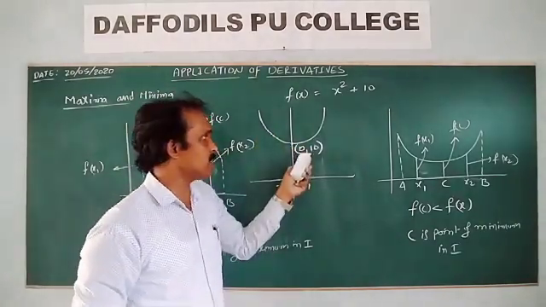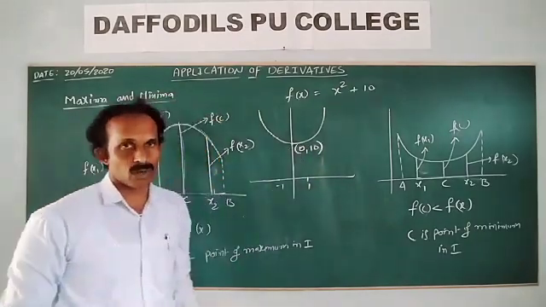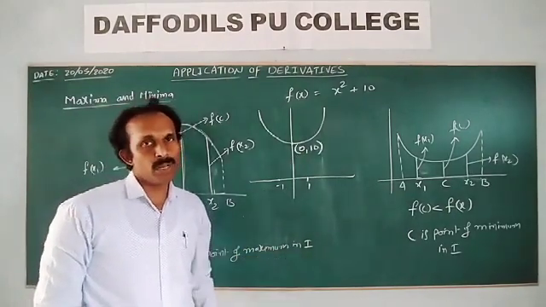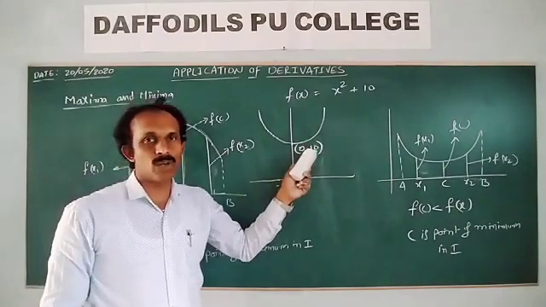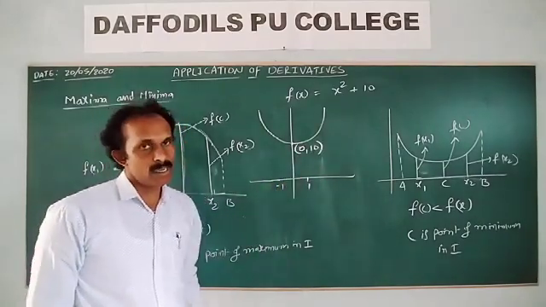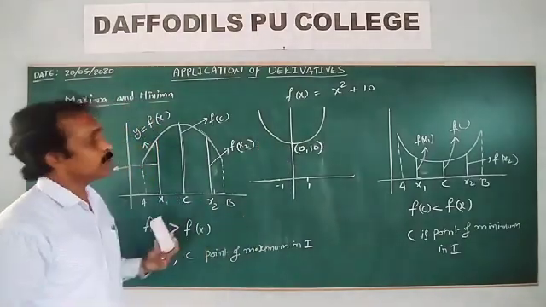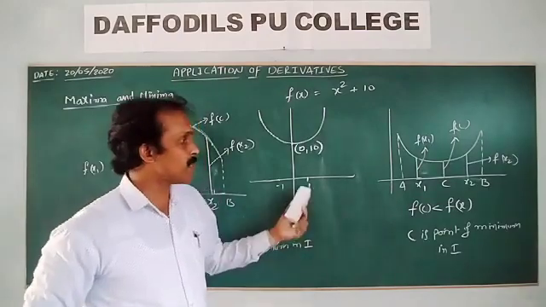So what is the minimum value? 10, at the point 0. So 0 is the point of minimum and 10 is the minimum value. The minimum value is equal to 10 at the point 0, for the given function. So this is the maximum value and that is the minimum value. This is an example of a minimum value.